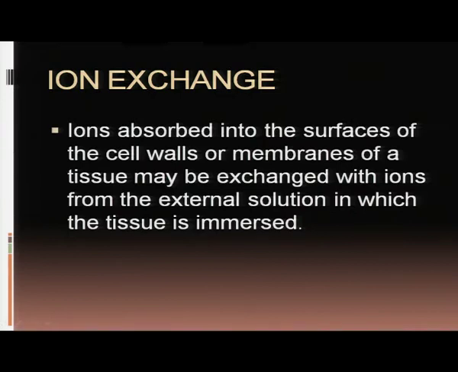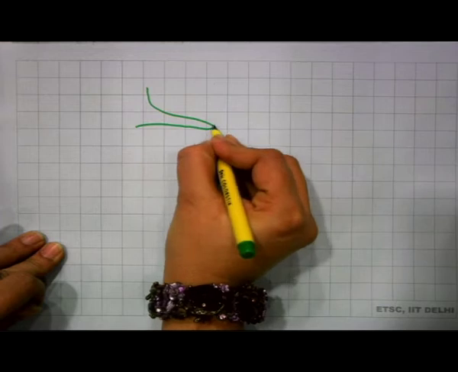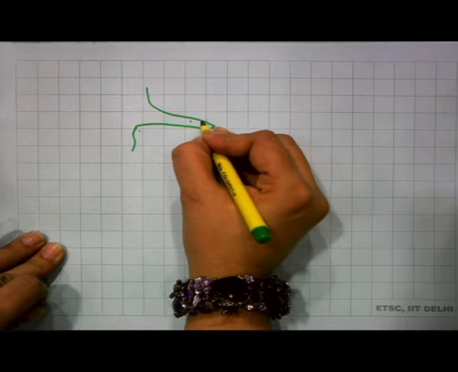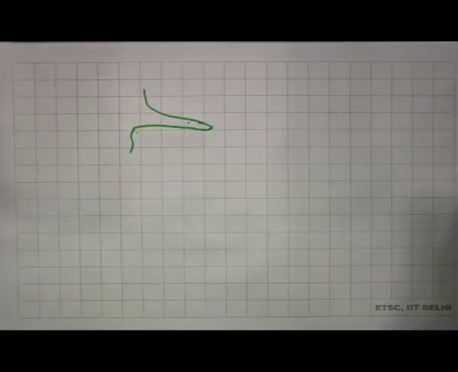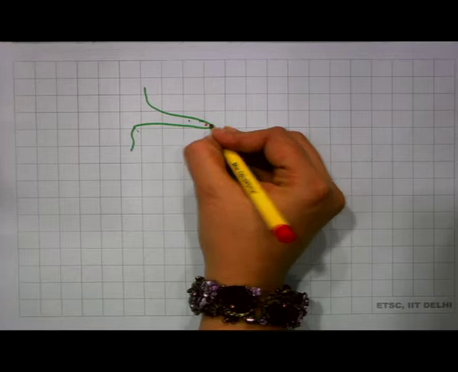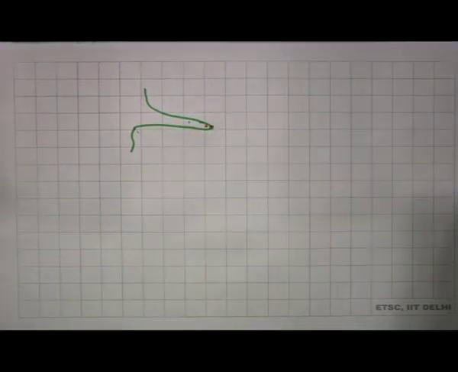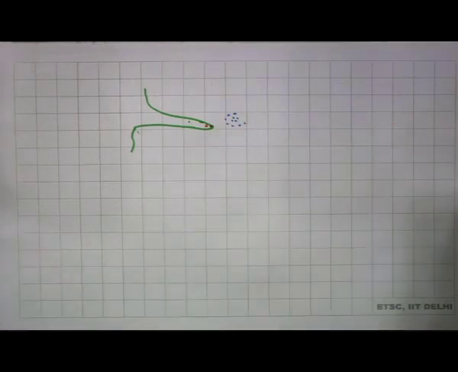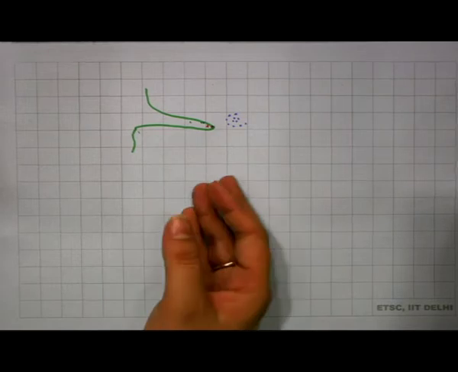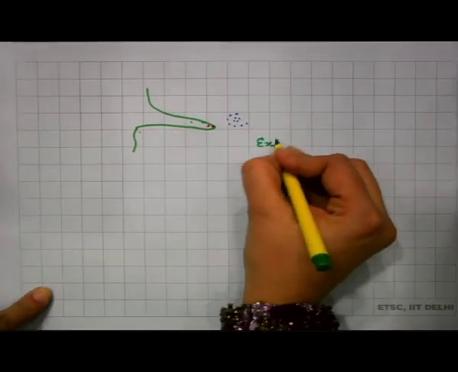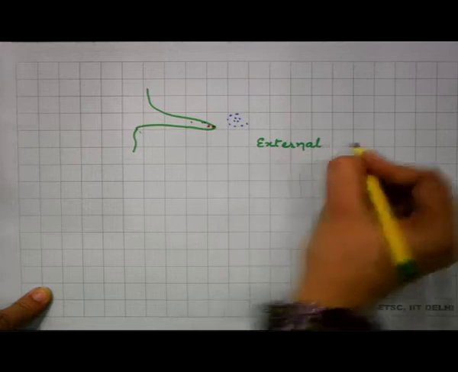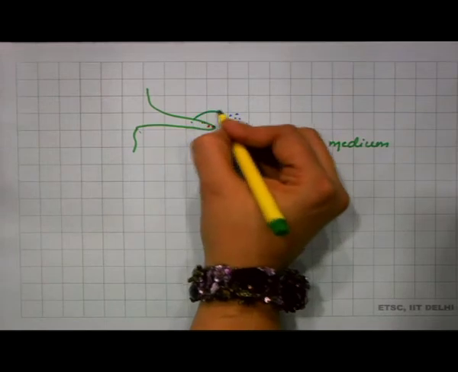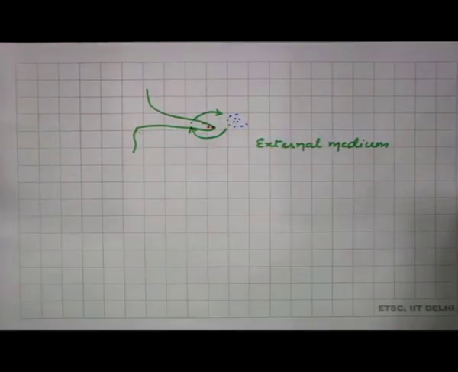Suppose, let us see here, if this is a root hair and some ions are present here on the walls. These can be exchanged with those which are present on the outside of the cell, that is present in the external medium. This is known as ion exchange.